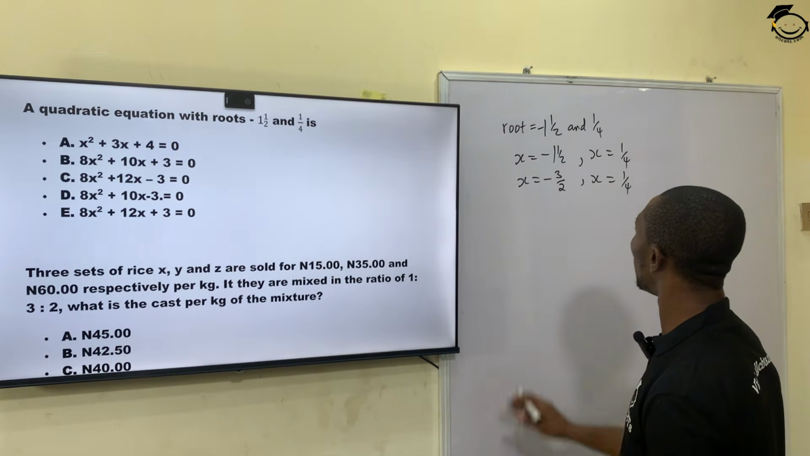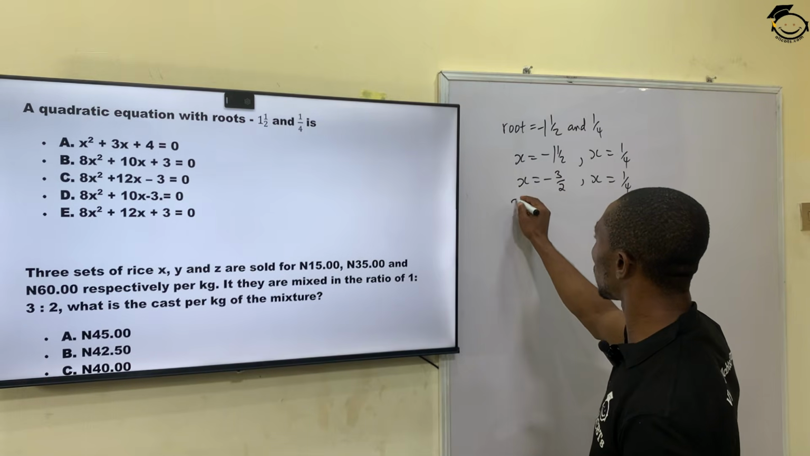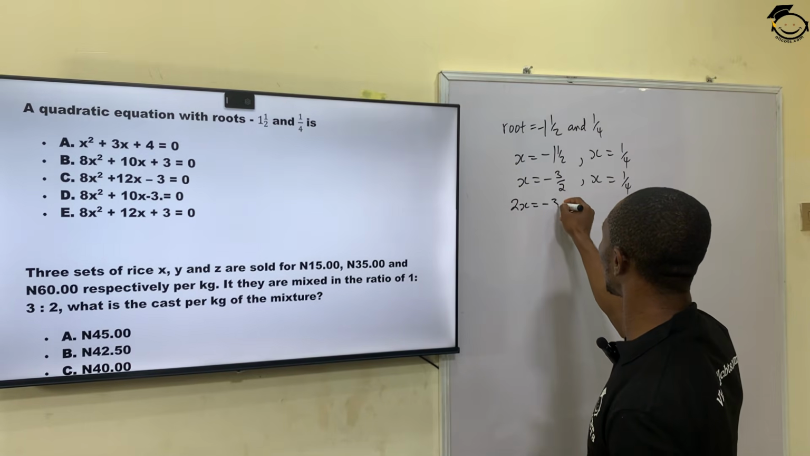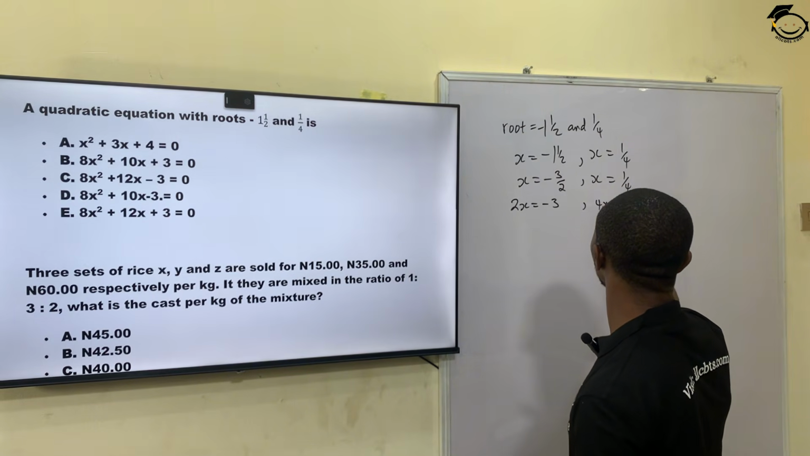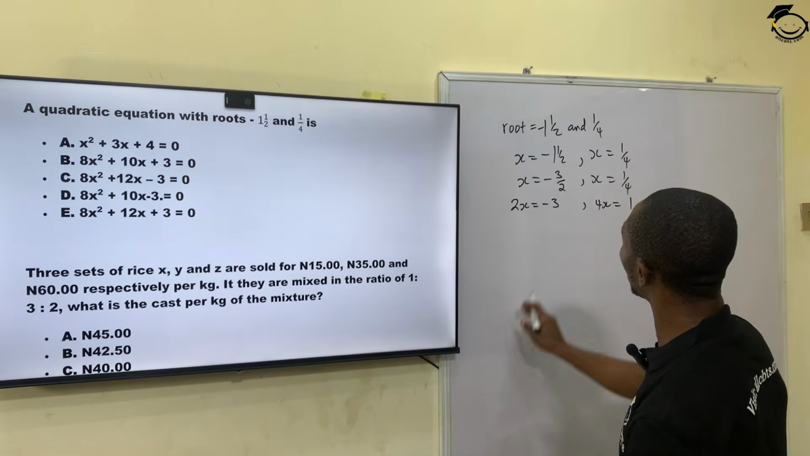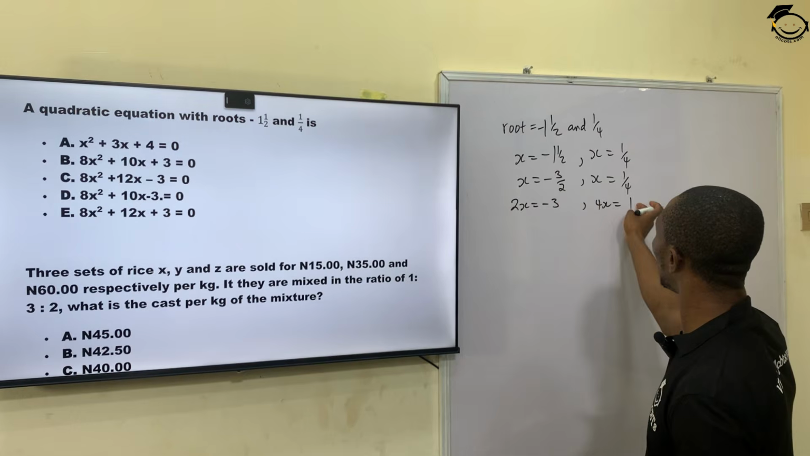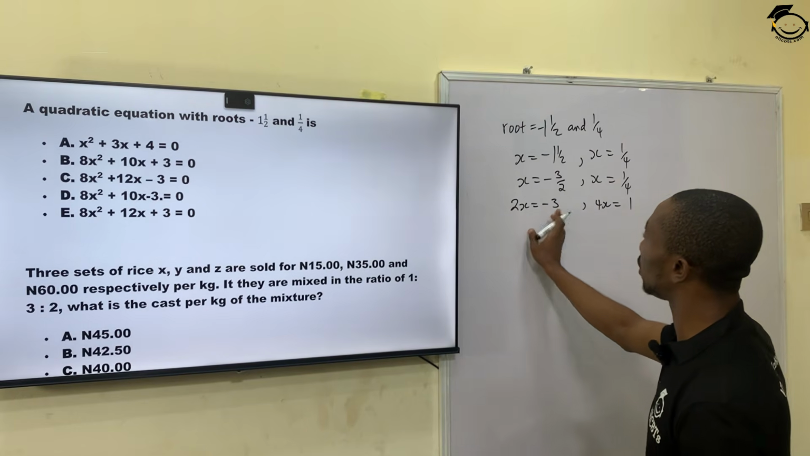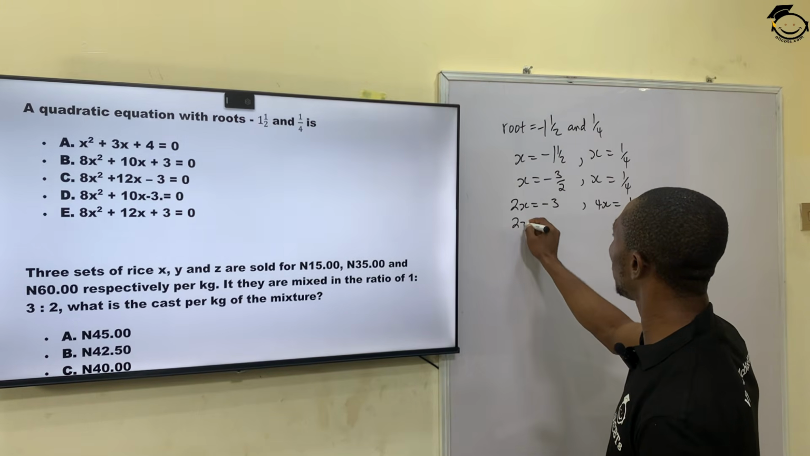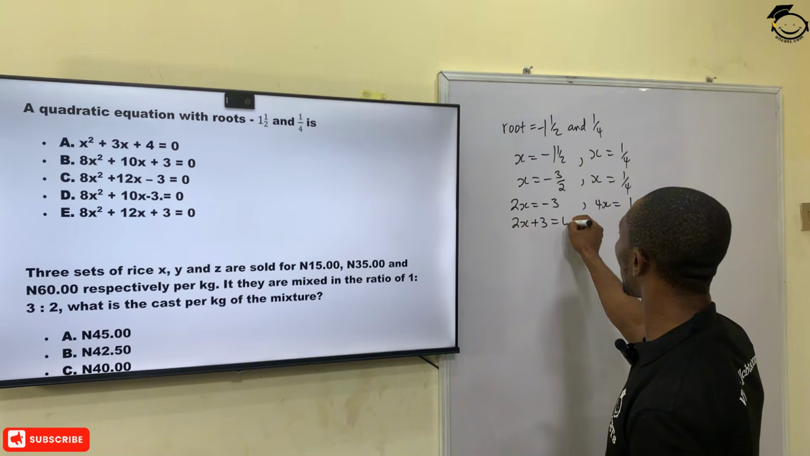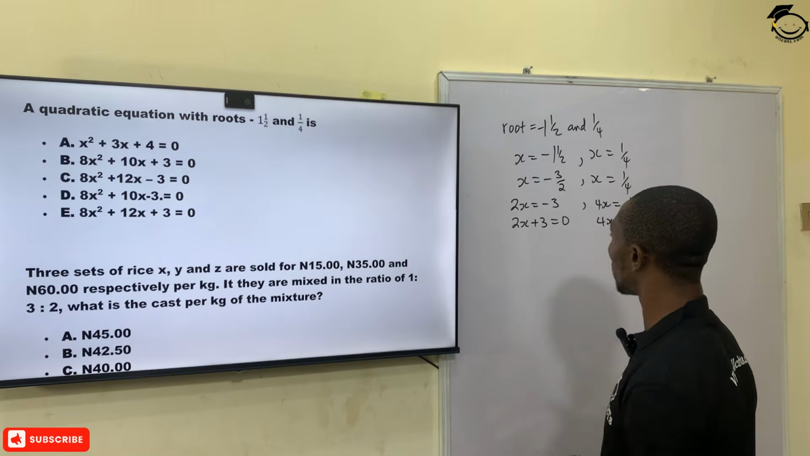Now from here, we'll multiply by 2 on both sides to eliminate this fraction. This becomes 2x equals minus 3, and multiply by 4 on both sides. This becomes 4x equals 1. Now, in order to equate these to 0, we have to move our 3 and 1 over to the other side. In doing that, we would add 3 to both sides. This becomes 2x plus 3 equals 0, and 4x minus 1 equals 0.